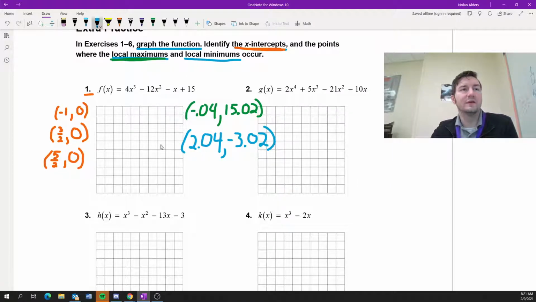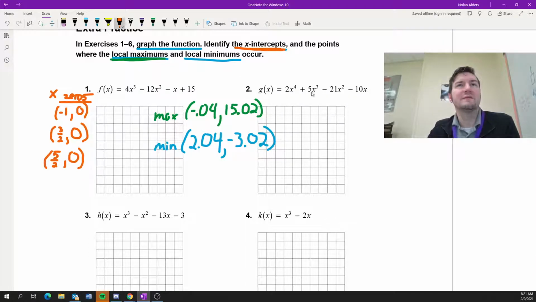So we got a local min here. We got a local max up here. And then we also have all of our x-intercepts, or we can call them our zeros. Our zeros are over here. All right. Okay, let's look at one more.